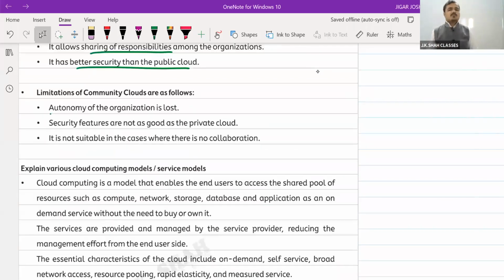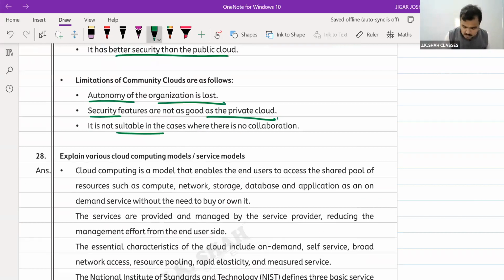Limitations: autonomy of the organization is lost. One cannot manage the whole cloud. Everyone will play a role. Second, the security feature is not as good as private cloud, because in private cloud you are 100% secure. In community cloud, if data gets leaked from one, it may affect the others. Understood, sir? And last but not the least, it is not suitable for cases where there is no collaboration. If we do not have more than one organization, then we cannot have a community cloud. So altogether, in cloud computing, we learned 4 clouds: private cloud, public cloud, hybrid cloud, and community cloud.